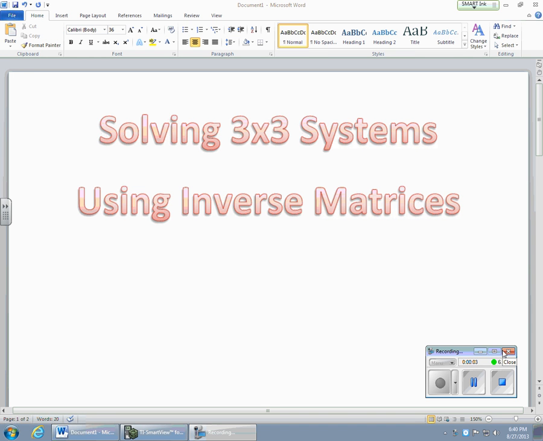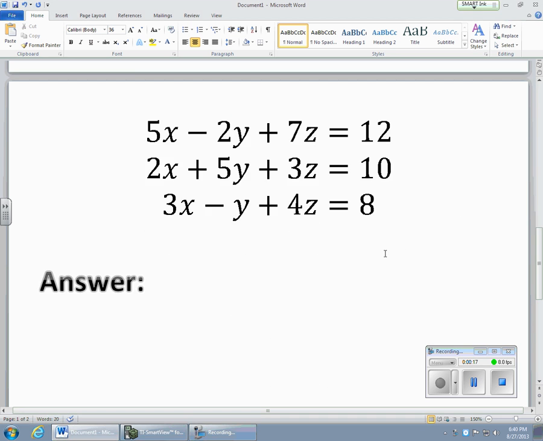Alrighty, we're going to be solving 3 by 3 systems using inverse matrices, and I'm going to show you how to use a graphing calculator to do that. So, solving 3 by 3 systems using inverse matrices. Here will be our first example.